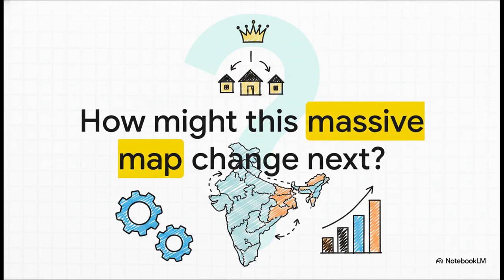As India's population continues its incredible growth, and as its regional economies expand and shift on the global stage, how might this massive administrative map change next? Are we going to see more states bifurcated to empower local governance? Will more territories merge to streamline central administration? The geography of a nation is always an evolving story, and we will definitely be watching closely as the next chapter of India's map is written.